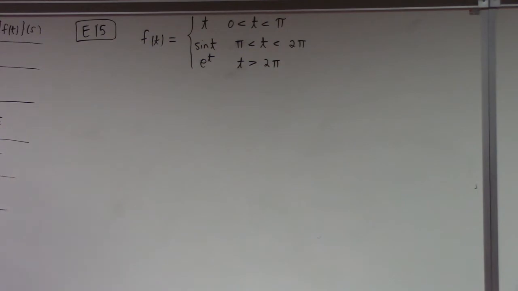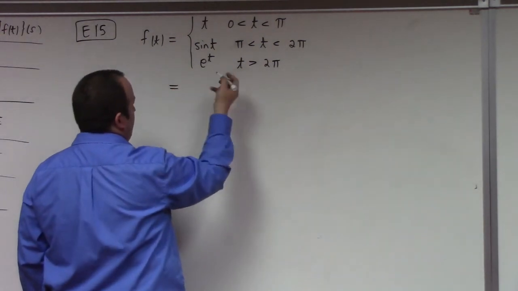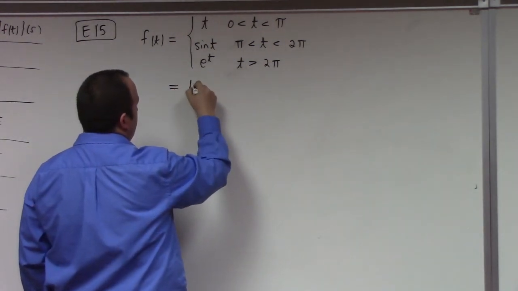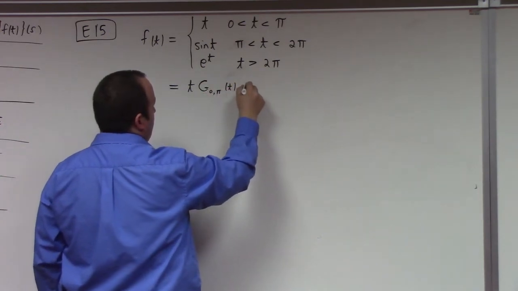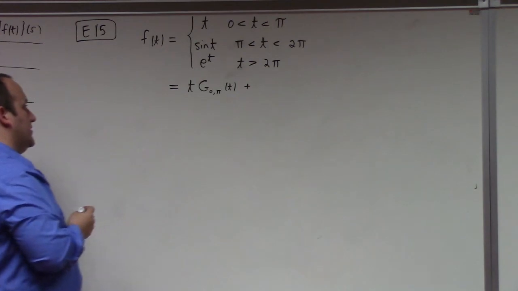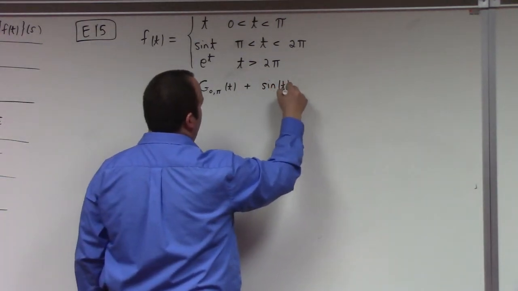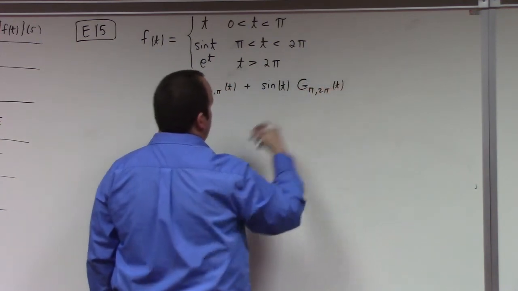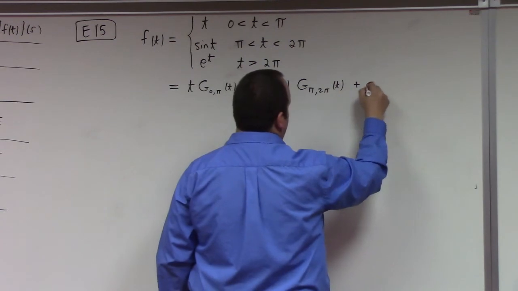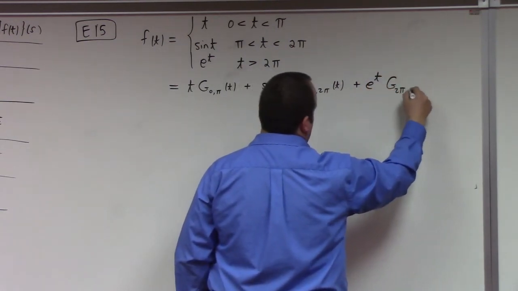It's very simple. You can use gate functions. All right, gate functions give you a formula for this. So I could just do t times the gate function from 0 to pi of t plus sine of t times the gate function from pi to 2 pi of t plus e to the t times the gate function from 2 pi to infinity.